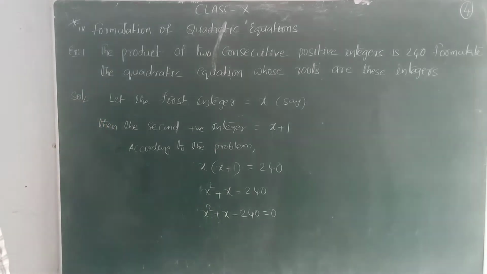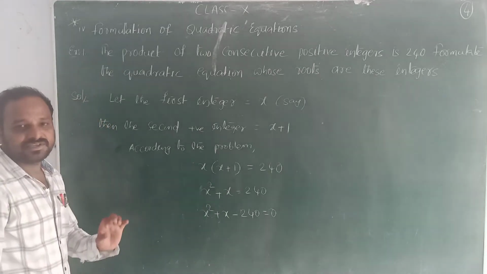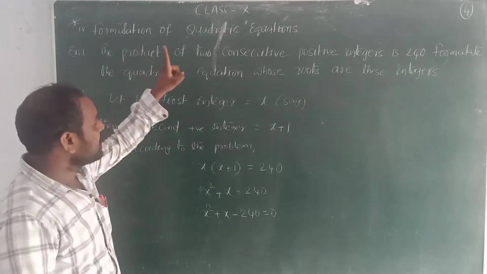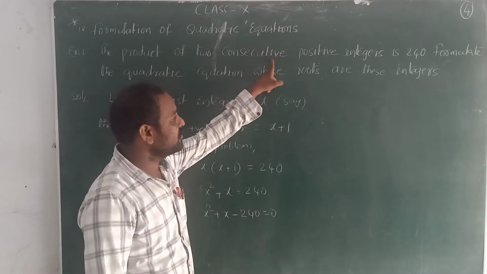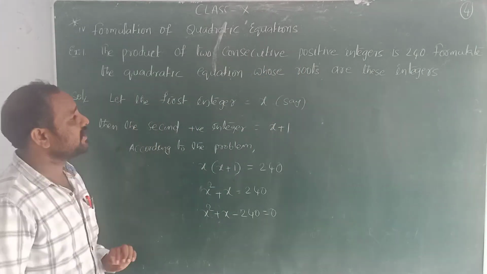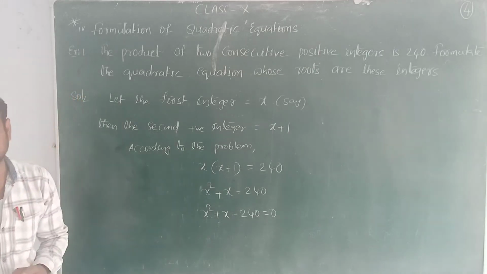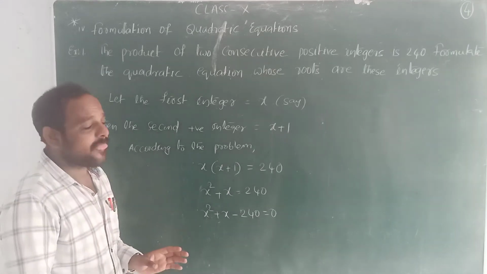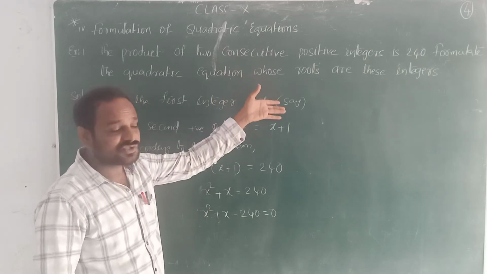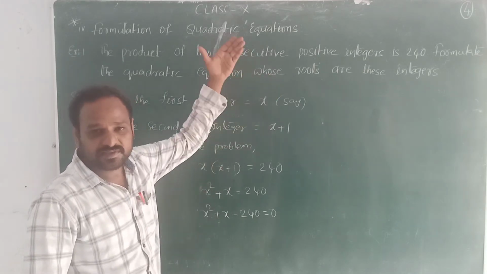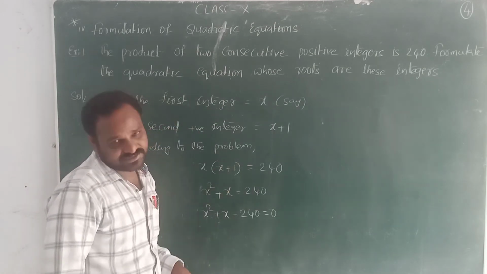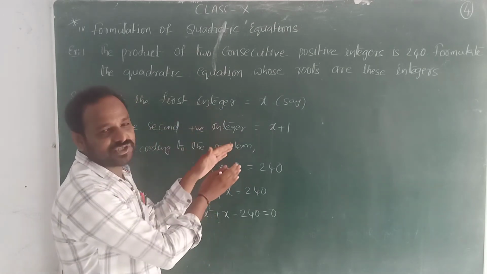Did you understand? Once again, listen carefully. What has the question given us? The product of two consecutive positive integers is 240. Formulate the quadratic equation whose roots are these integers. That means if those two consecutive positive integers are the roots of the quadratic equation, then we need to find the quadratic equation using those two roots.